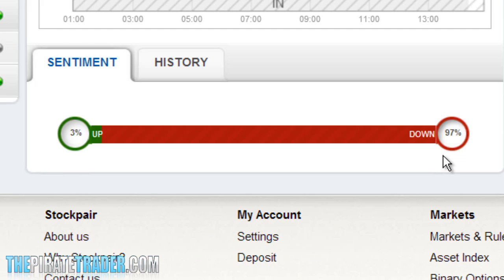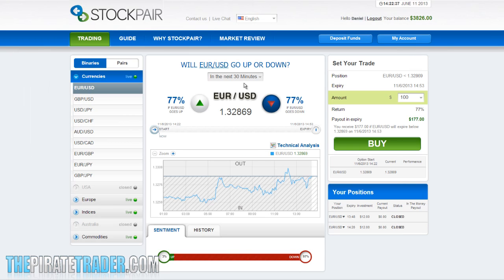Okay, the first step of the system is checking the direction the majority of traders are trading using the Sentiment tool. As you can see, 3% of traders are saying the price will go up, and 97% think it will go down. So right now, as the tool shows, the majority of traders are saying the Euro-USD is going to go down. So I'm going to follow them and trade with the put or down button.